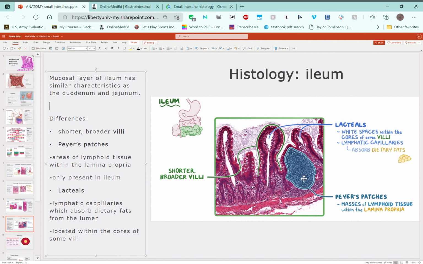Now these are areas of lymphoid tissue within the lamina propria. You'll only find these Peyer's patches in the ileum. We also have lacteals, which are lymphatic capillaries. They're these areas of white space depicted here on the photo. They're located within the cores of some of the villi, and they help absorb dietary fats that are going through the GI tract.